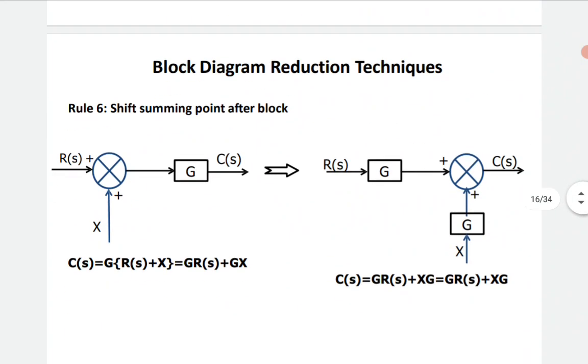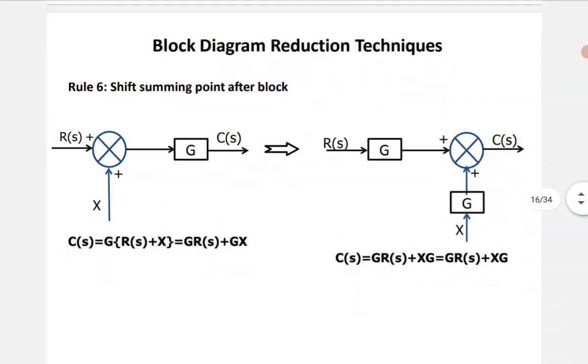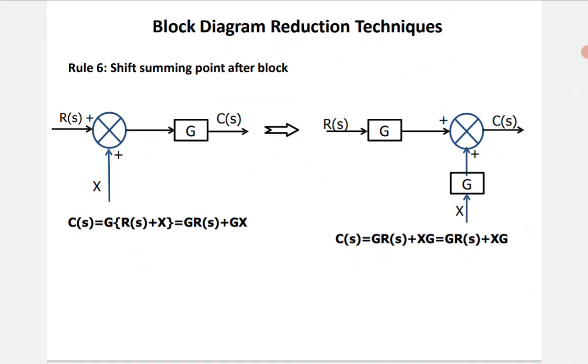Now, when the summing point is shifting after the block, here see, the summing point is available ahead of the block. Now I wish to shift this summing point after this block. What happens? For the left hand side diagram, the actual result will be C of S is equal to G into whole R of S plus X, that is nothing, G into R of S plus G into X. So this result should be unchanged.